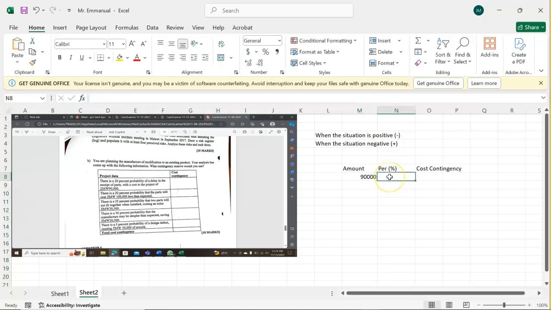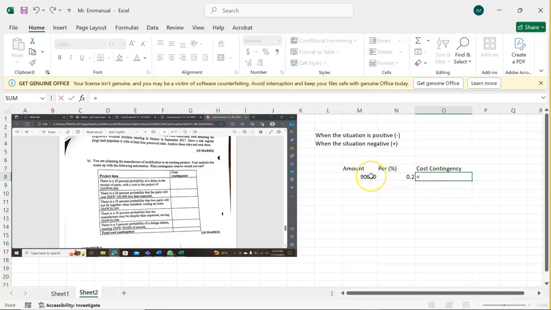Then the percentage is 20%, so we need to change it to a number. It will be 20 over 100, which is giving us 0.2. You see that? Then to find the contingency reserve, we just have to multiply 90,000 times 0.2, which is giving us that number there.